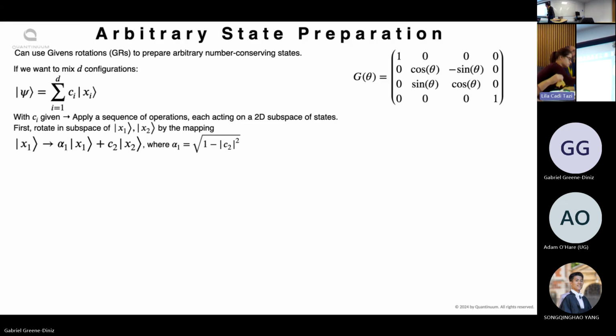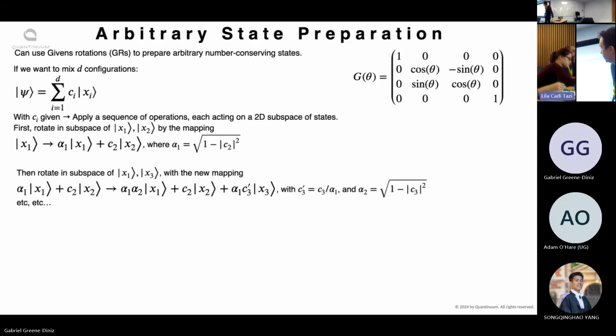And how that's done is through a sequence of operations. So what we have here, let's say we want to mix these basis states outside, and each of them has a coefficient CI.